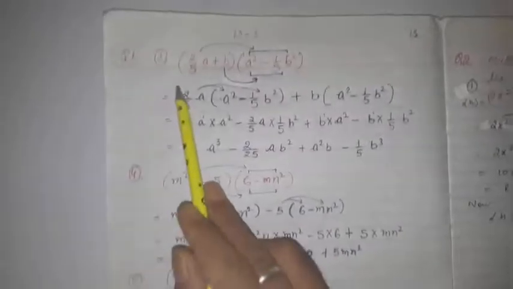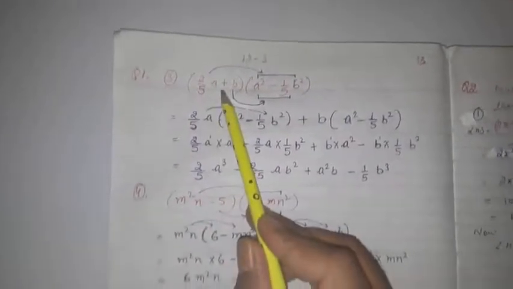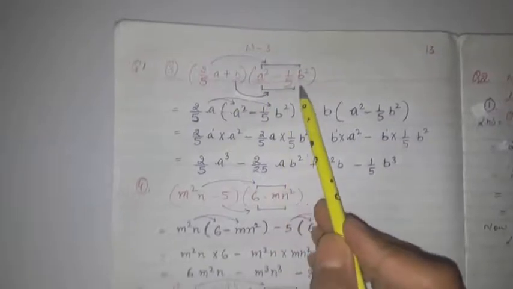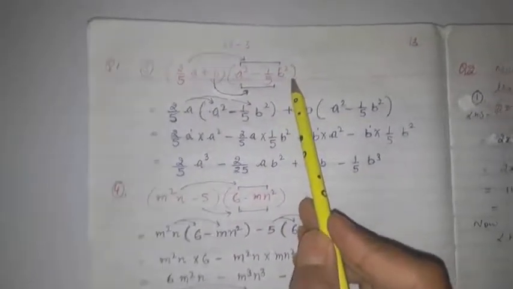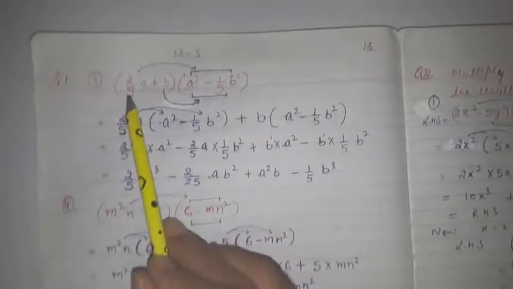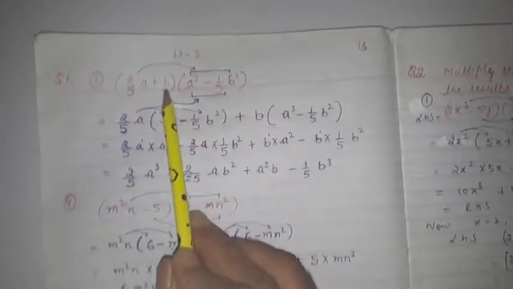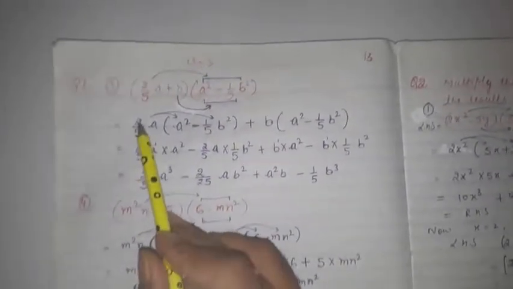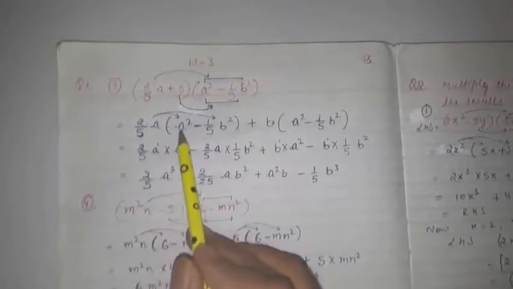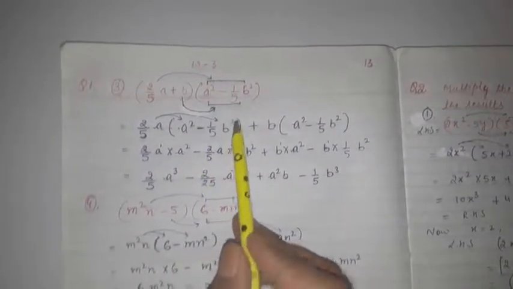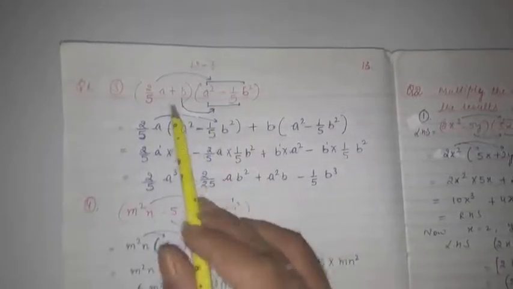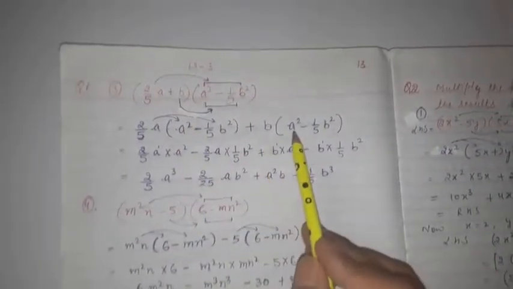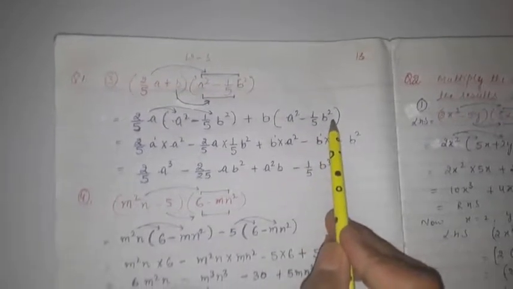Now question number 3 we are doing. Question number 1, the third part is (2 upon 5 a plus b) into (a square minus 1 upon 5b square). So in this case, again we multiply the first term with the second binomial and then the second term with the second binomial. The first term is 2 upon 5 a into (a square minus 1 upon 5b square), that is the second binomial, and then the second term plus b into (a square minus 1 upon 5b square).